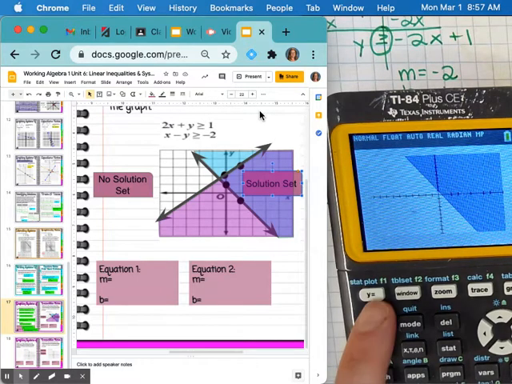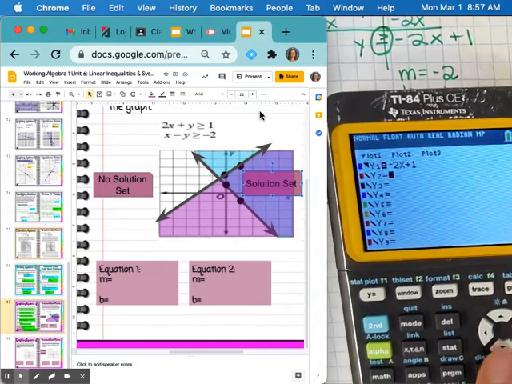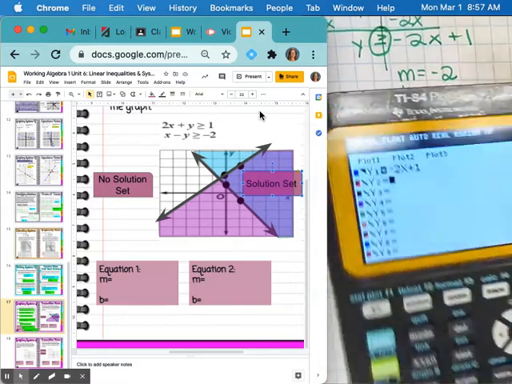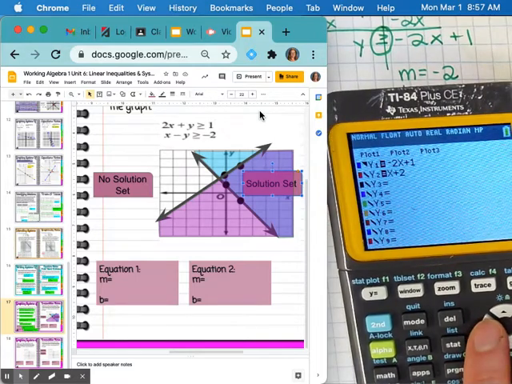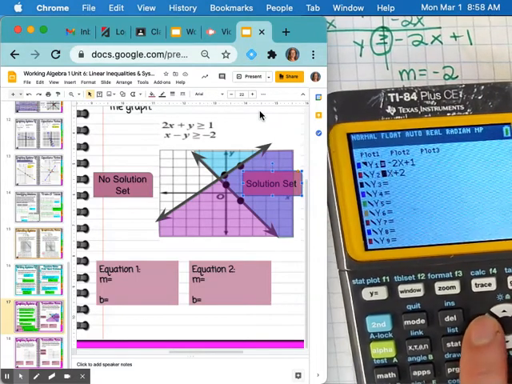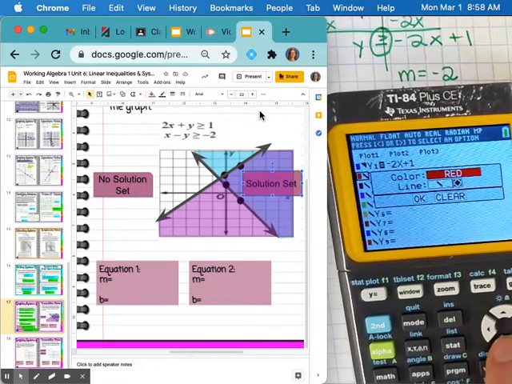Okay, so once you have that, does anybody need help? Theirs didn't do it? Everybody got it? It worked? Okay, so go back to y equals, and we are going to do the second one. So the second one was x plus 2. And go back over here. This one, the line's going to be red. Or you can change it, doesn't matter.